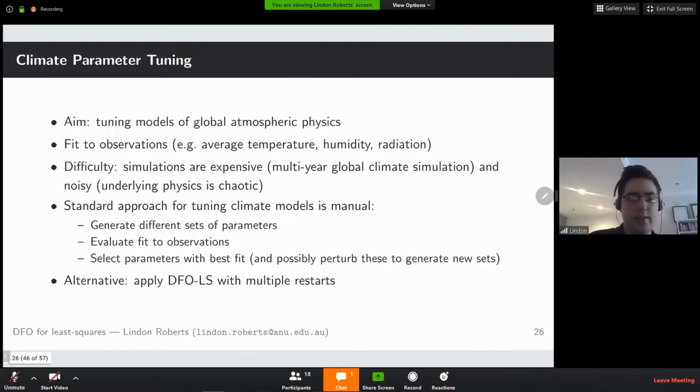So the first one is parameter tuning for climate. So these are global models of atmospheric physics that we're looking at, and we want to tune them by fitting them to particular global observations, things like global average temperature or humidity, these sorts of things. And the reason that people can't use standard off-the-shelf parameter fitting least squares tools is that we have two of these cases I spoke about for why you would need DFO. So simulations are expensive because these are global climate simulations, and they're noisy, corresponding to the fact that we have a chaotic underlying physical system.